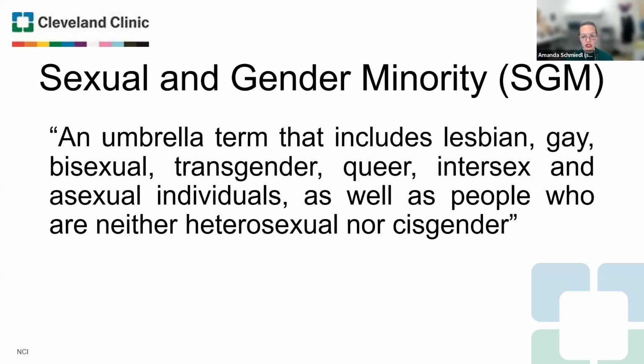So how do we define sexual and gender minorities or our LGBTQ plus population? This is an umbrella term that the National Cancer Institute has defined as anyone who is lesbian, gay, bisexual, transgender, queer, intersex, asexual, as well as people who identify as neither heterosexual nor cisgender. So it is a very broad term, and it allows us to be inclusive of all people who may not fit into a heterosexual and or cisgender box.